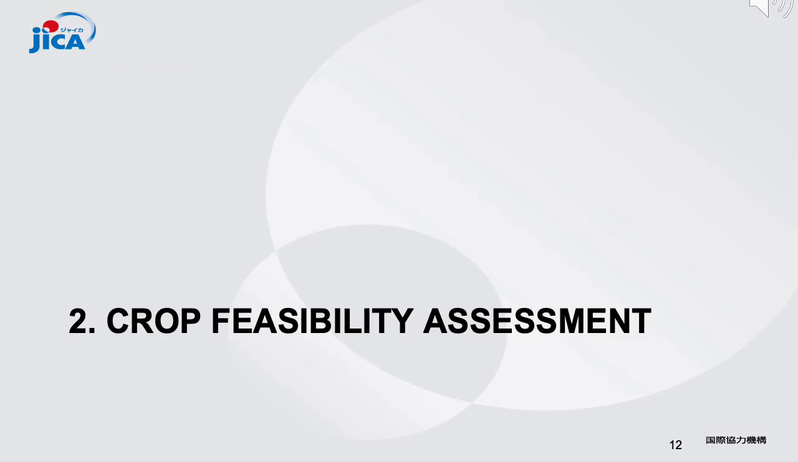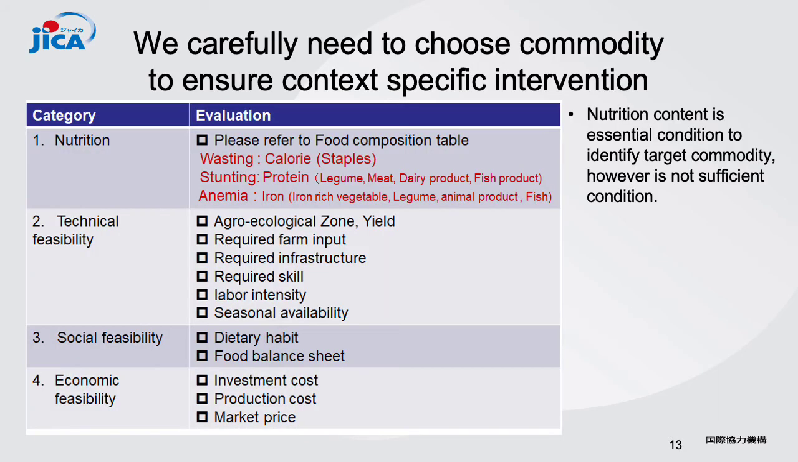Next function is crop feasibility assessment. This slide has already been explained. Selection criteria to assess crop suitability. Under what situation will you use this tool? When you are planning to recommend crops which are not common in your target area.